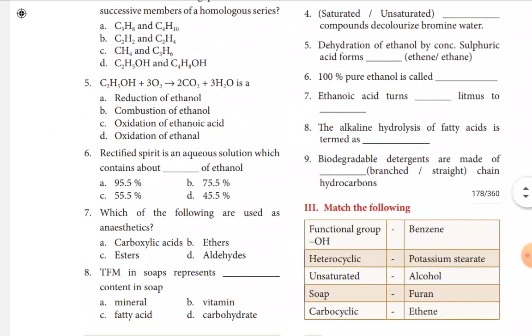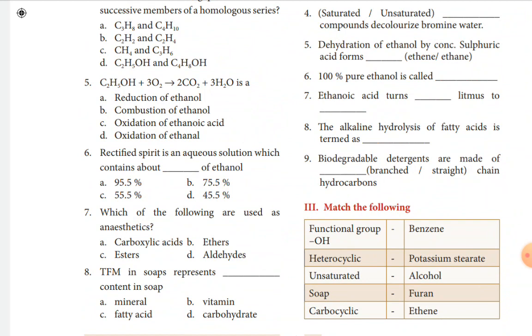You have to go through all the things. Which of the following are used as anesthetic: ester, ether, or aldehyde? Rectified spirit is an aqueous solution which contains about dash percentage of ethanol. Eighth one, TFM in soap proportion. TFM is the total fatty matter, which represents the fatty acids.